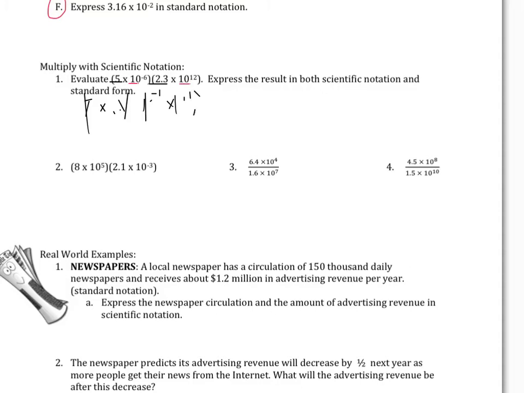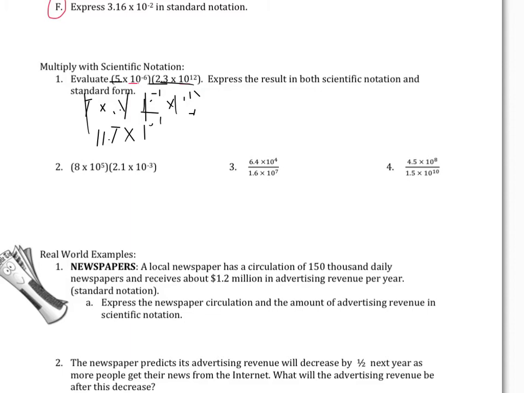Alright, so we'll be using the power rules that we talked about last week. And so we can do 5 times 2.3, which is just going to be 11.5. And 10 to the negative 6 times 10 to the 12th, we're going to add the exponents together because they have the same base of 10. We'll be left with 10 to the 6th. 12 minus 6 is 6. And so written in scientific notation, we're just going to have 11.5 times 10 to the 6th.